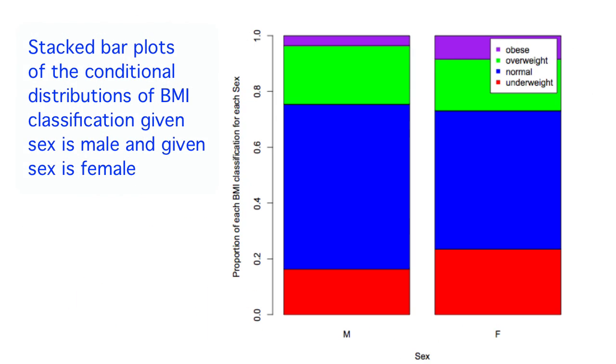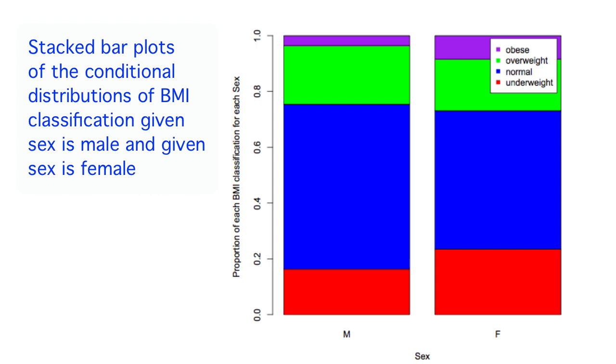Graphically, we can compare the conditional distributions of BMI classification given sex by plotting the column percentages in stacked bar plots. From these plots, we can see that the proportions of underweight and obese skeletons are higher in the females than males, and the proportion of normal weight skeletons is higher for males than females.